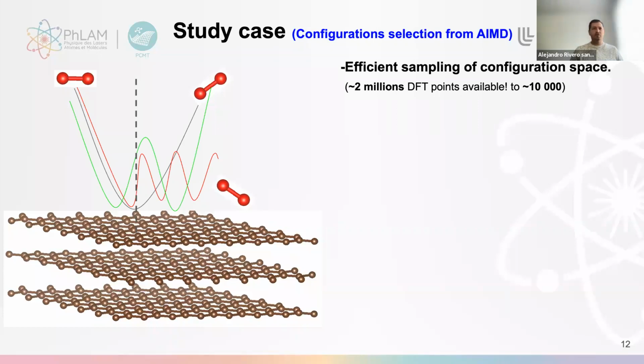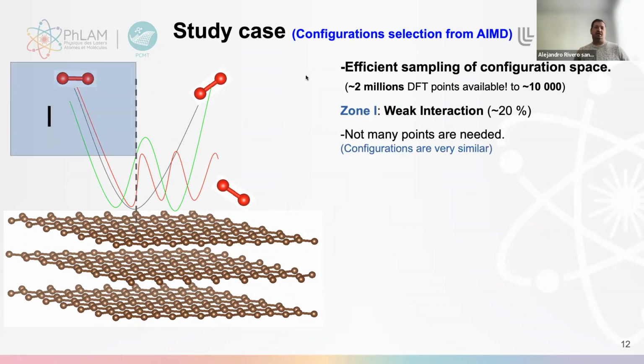For that, what we did was to divide the configuration space into 3 different regions. The first region, which I named the weak interaction region, is a region where we don't have a lot of interaction. The configurations are very similar, and you don't need many points in this region. For this reason, we take around 20% of our configurations for this region.